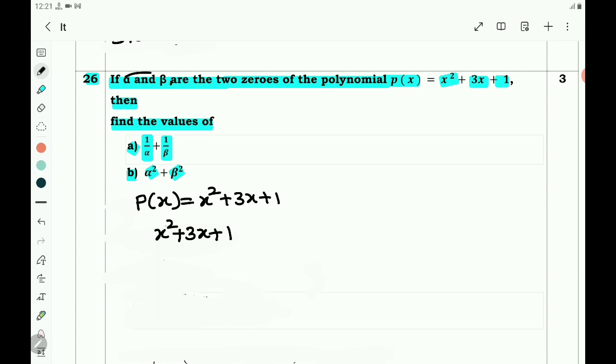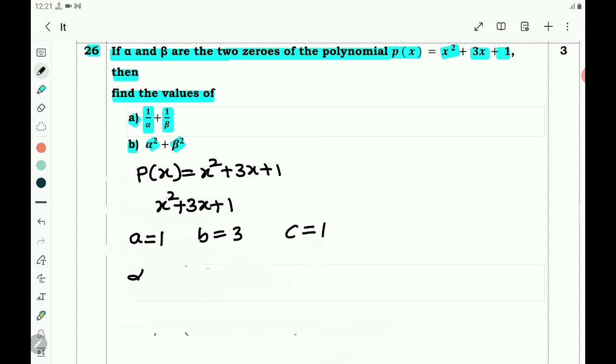Here alpha and beta are the roots, means before you find the values of alpha plus beta and alpha beta, if you got the values of alpha plus beta and alpha beta, then it is possible to get the values of A, 1 by alpha plus 1 by beta, B, alpha square plus beta square. Then you write the values of the coefficient. A means the coefficient of x square, which is equals to 1. B is the coefficient of x, which is equals to 3, and C is the constant, that is 1.